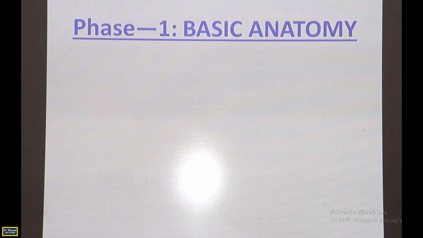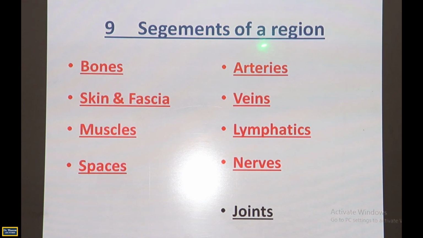I told you that the basic anatomy means you have to see 9 components of this region. This region means the entire lower limb, this time not just the thigh anterior or thigh posterior. The bones first, skin and fascia second, muscle third, spaces fourth in that sequence, then arteries fifth, sixth is veins, seventh lymphatics, the eighth is the nerves, and last will be the joints. These are the 9 components of a lower limb or any region you have to tackle.